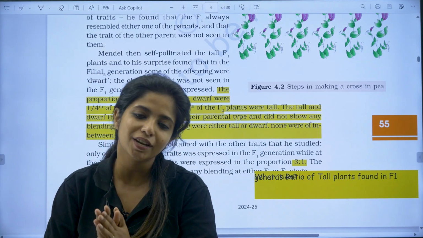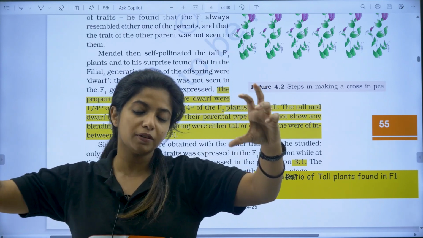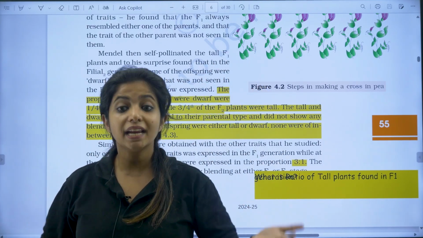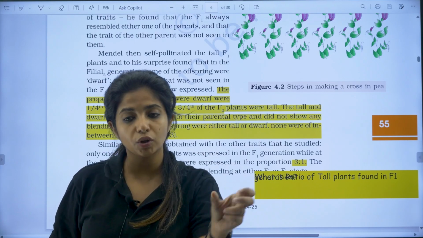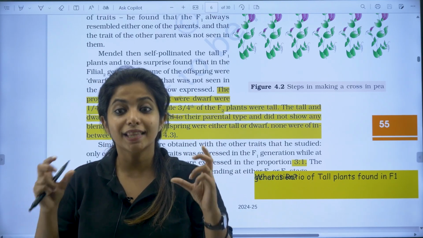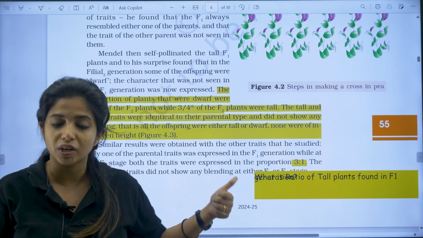Now in F2 generation, my dear children, the plants were looking different. So he took tall plants, he took dwarf plants, and crossed them. In F1 generation, all of them were tall. In F2 generation, he found that 3 of them were tall and 1 of them was dwarf. So this ratio that you have, this is the phenotypic ratio. You have to remember it. For F2 generation, the phenotypic ratio is 3:1.